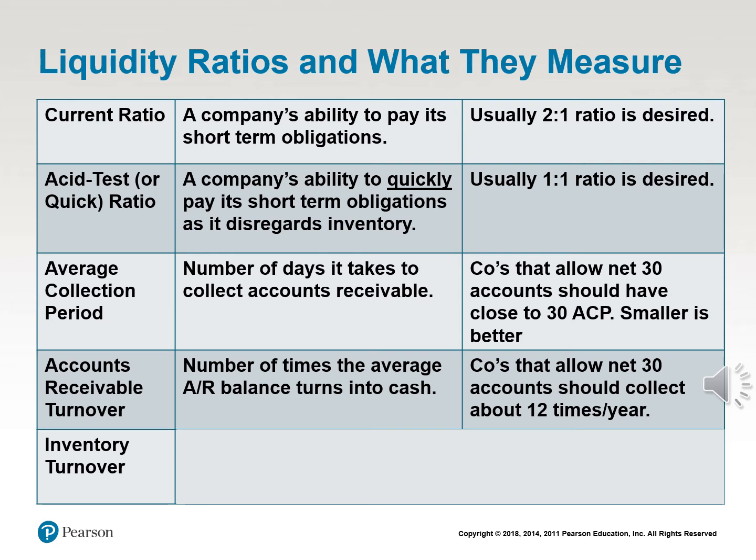So for a company that allows net 30 on their accounts, net 30, remember, means that you're allowing your customers 30 days to pay the net balance on their invoices. If you allow 30 days to pay, then you should be collecting 12 times a year. You should be collecting once a month. Companies would generally pick one or the other of these accounts receivable ratios and not necessarily use both of them.